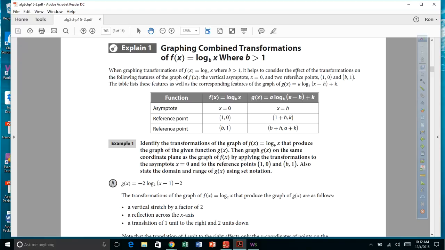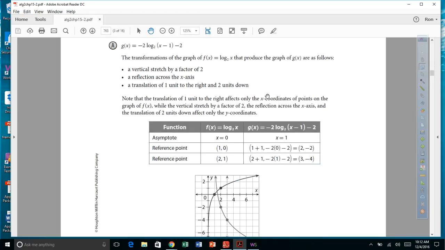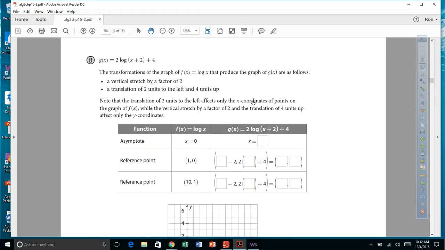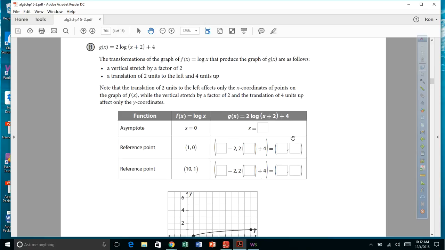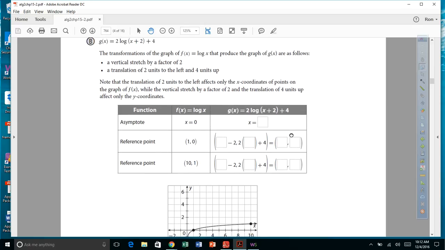All right, so the asymptote is x equals h. The reference point is 1 plus h, k, and the other reference point is b plus h and then a plus k. Identify the transformations of the graph. Okay, so example 1, A. I'll let you do A by yourself, and then when you come back, you can read through it and all, we'll do B together.